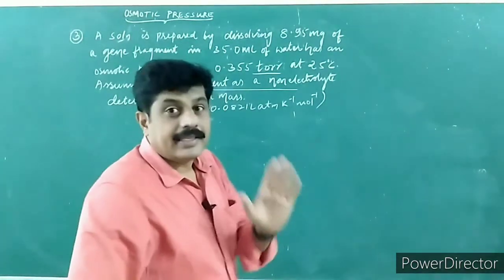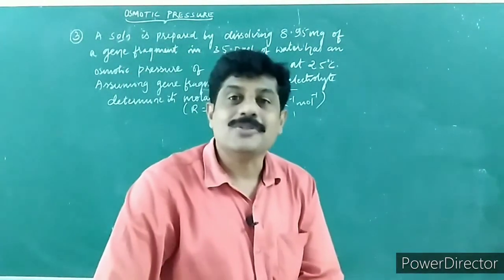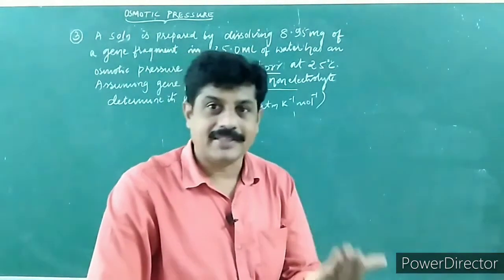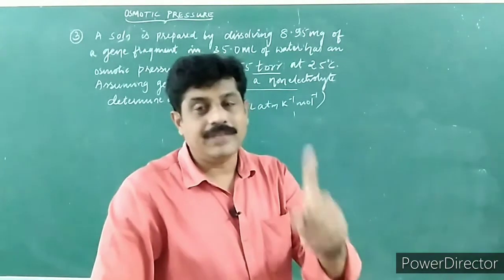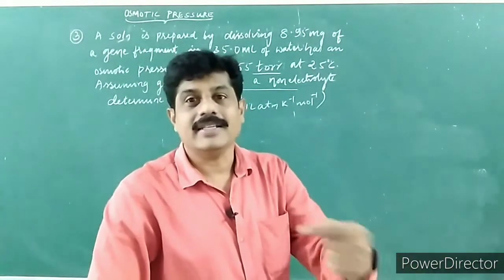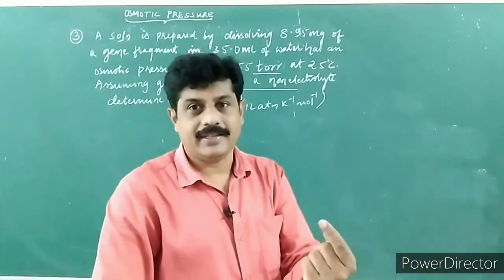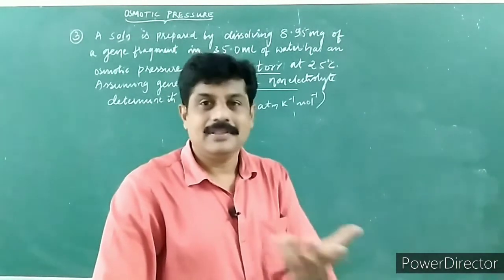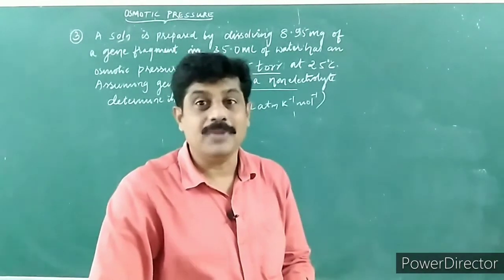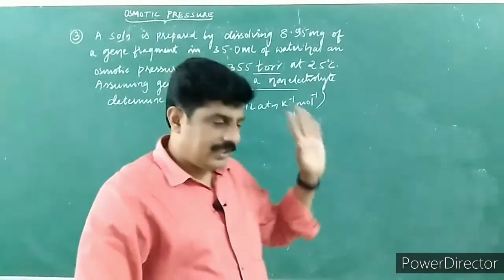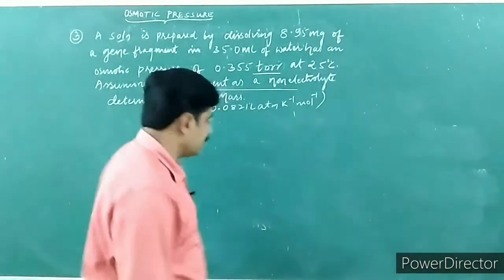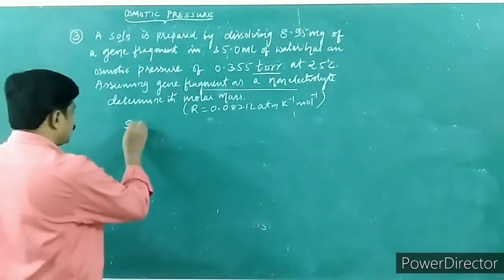Remember, if it is a non-electrolyte, there is no question of Van 't Hoff factor i. If it is an electrolyte, then only we need to insert the Van 't Hoff factor i while calculating the molar mass. That is what you have learnt under abnormal molar mass and the Van 't Hoff factor. Now let us solve this numerical.